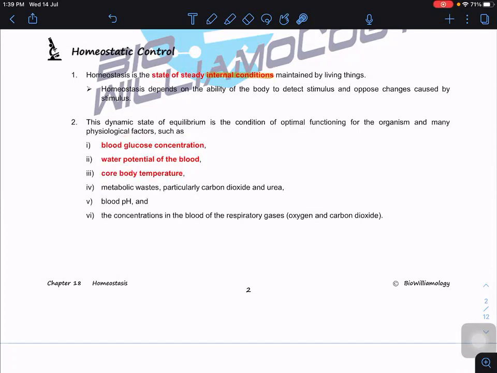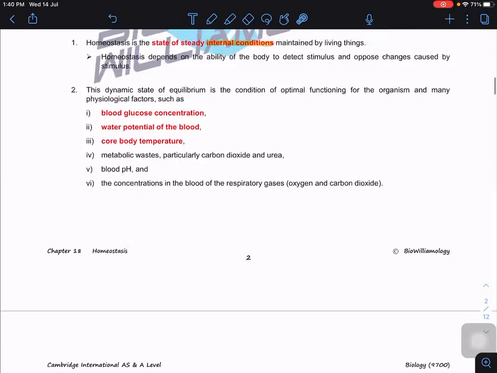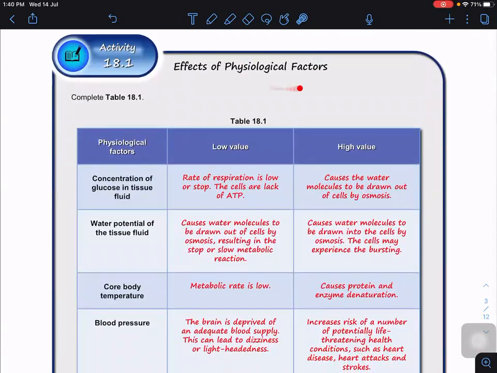We're going to focus on these three in terms of mechanism, but don't forget, we also look at metabolic waste, particularly carbon dioxide and urea, how we regulate our carbon dioxide, how fast we need to exhale out the carbon dioxide. Okay, blood pH, as I say, we have to make sure is in a narrow range, because if the pH is too high or too low, it's going to affect our proteins, the function of protein, and the concentration of the respiratory gases in the blood, for example, oxygen and carbon dioxide.